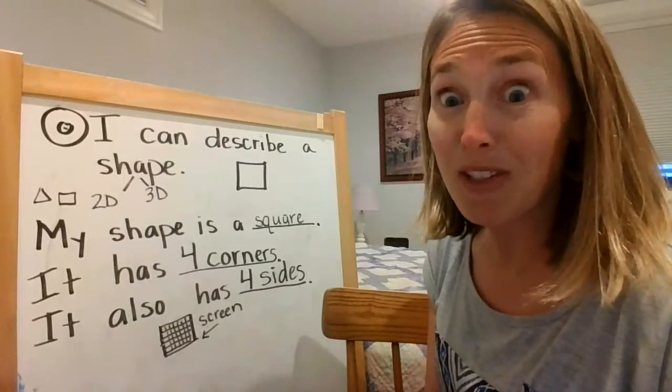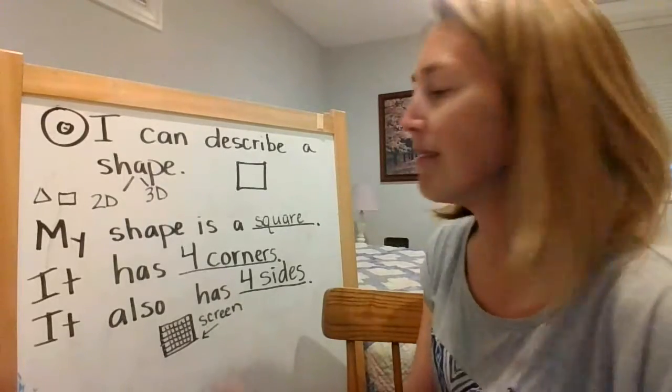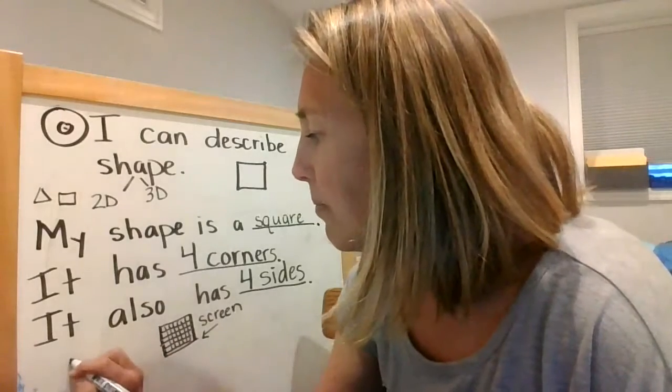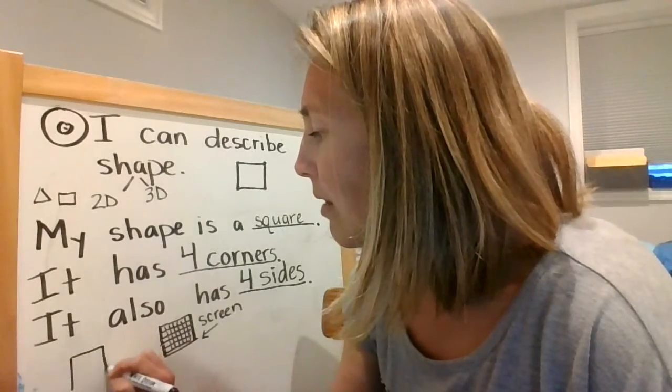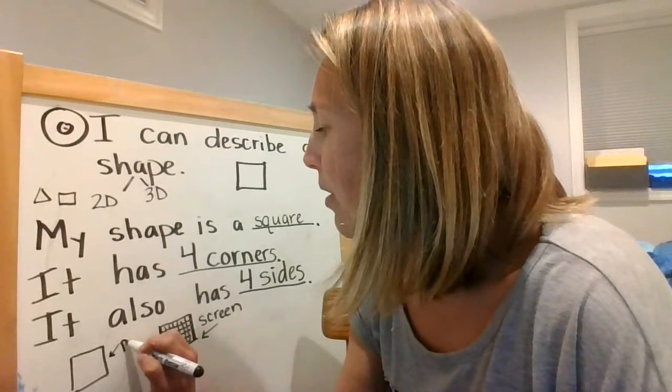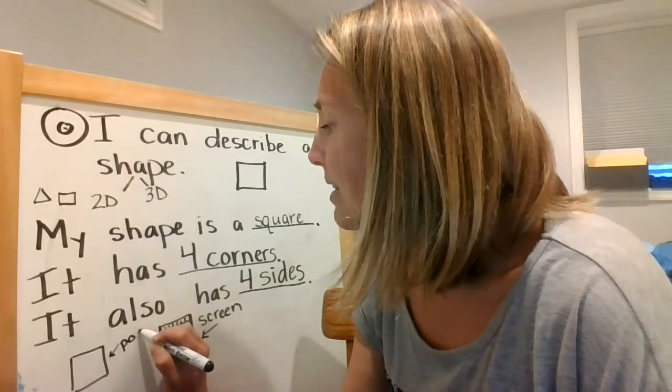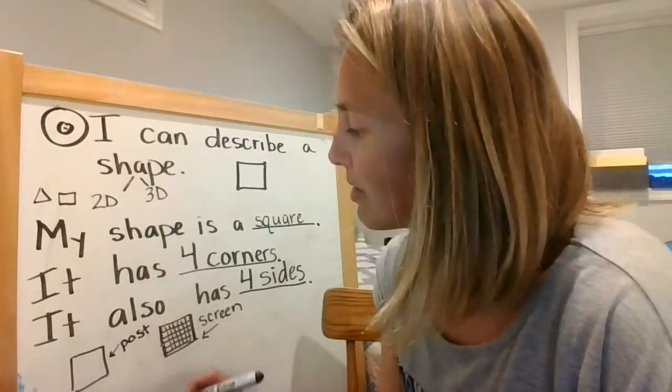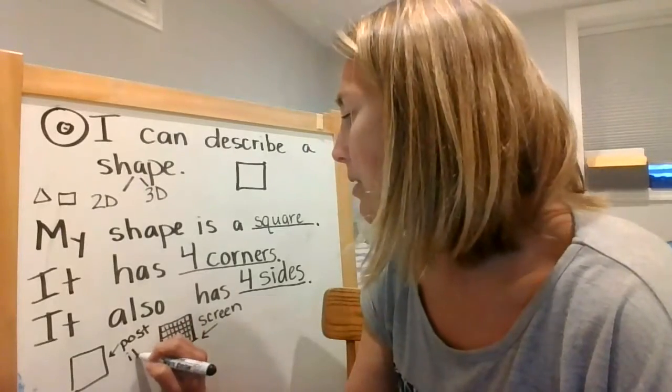Ooh, one of my favorite teaching tools is a Post-it. So I might draw a Post-it over here. And then I'm going to label my picture. Post, and then it. Ooh, that's a snap word, it.